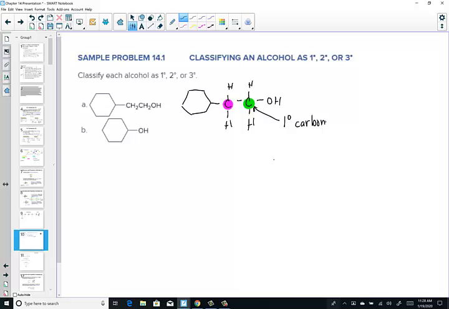It's a primary carbon leading to a primary alcohol because it's attached to a carbon attached to just 1 other carbon. Here's the alcohol group. The carbon here, that's the carbon to hydroxyl bond, is leading to 2 other carbons. That makes this alcohol a secondary alcohol. The carbon attached to the OH is attached to 2 other carbons. That's what we defined as a secondary alcohol.